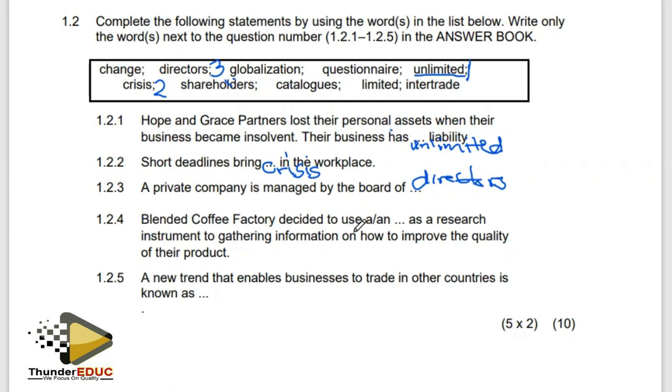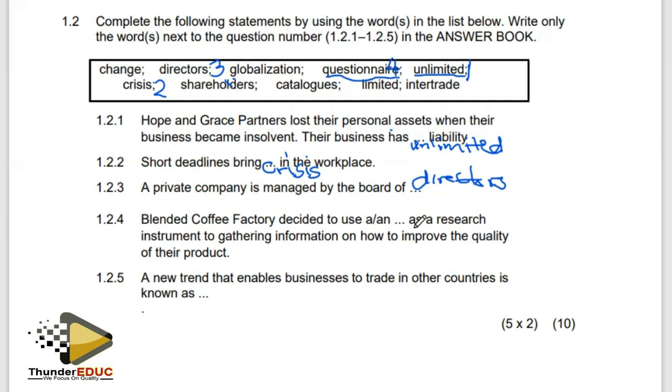Blended Coffee Factory decided to use dash as a research instrument to gather information on how to improve quality of their products. We come here. What do we have here? Research instruments is obviously none other than a questionnaire. So a questionnaire is a research instrument that is used when we are gathering what? Information. I can remind you what a questionnaire is. This is an instrument that is used when you are collecting information from our target market. Yes, you should always make research by using questionnaire.